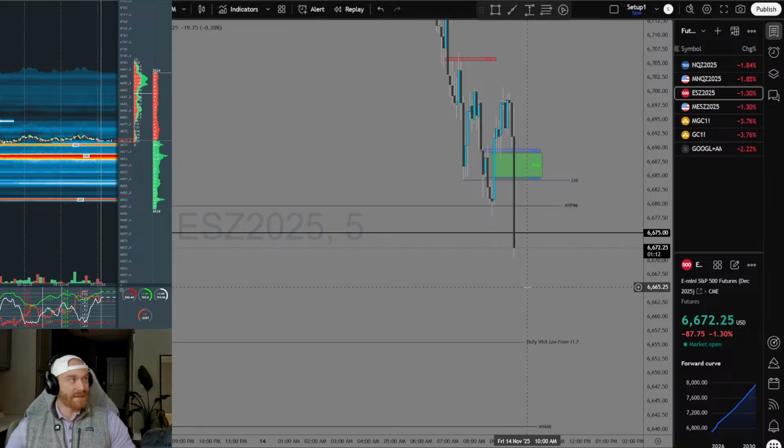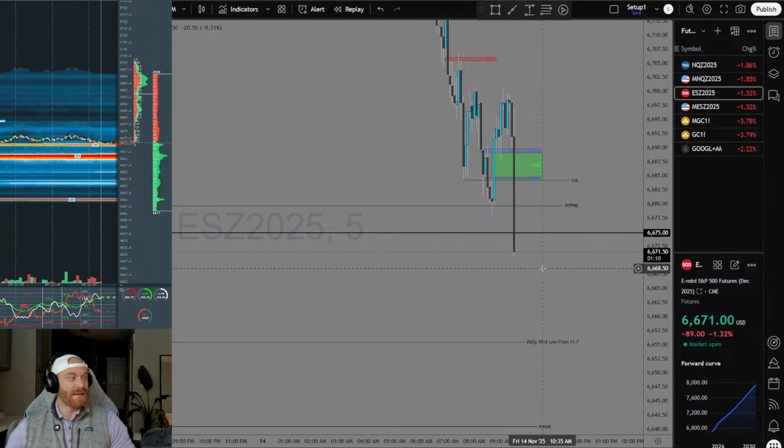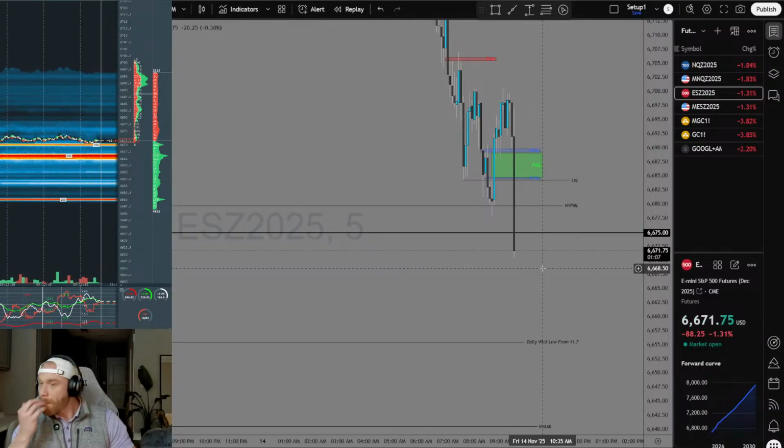Still got orders stacked up to the downside here. The order book's thinned out a little bit, but we still got orders stacked up to 66.50.